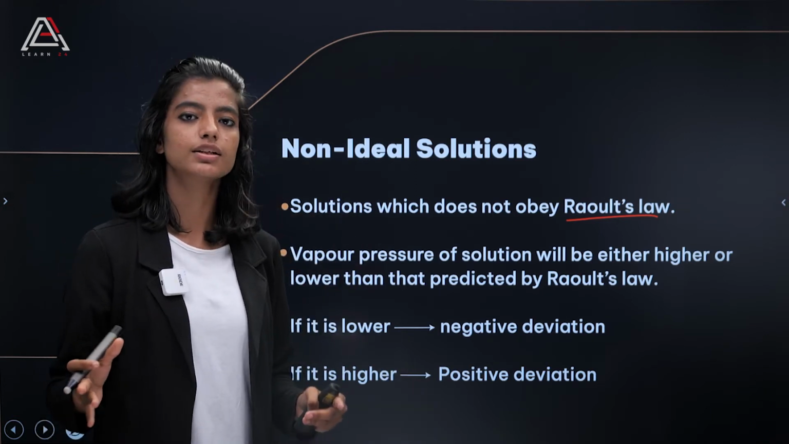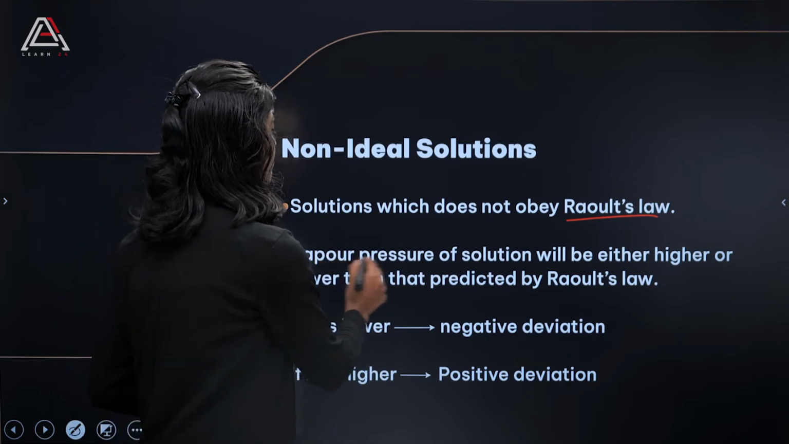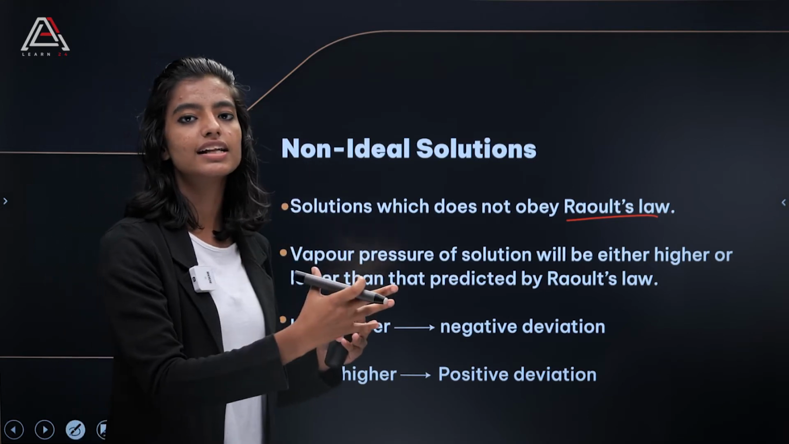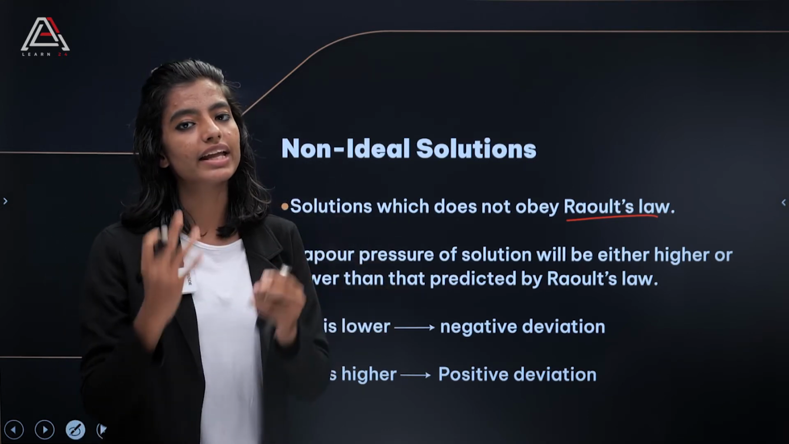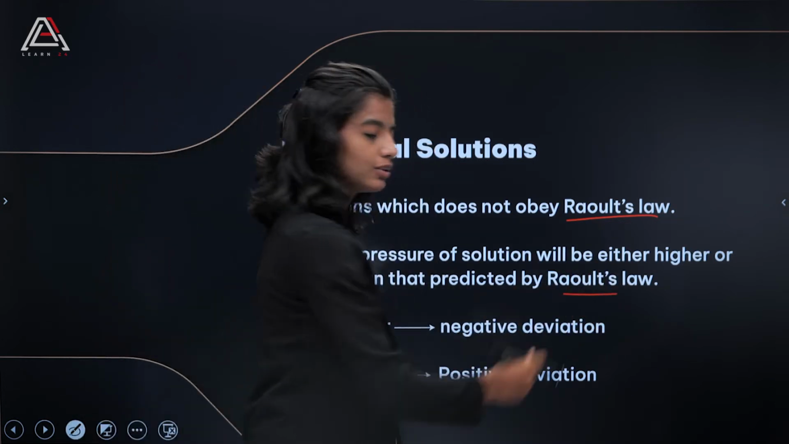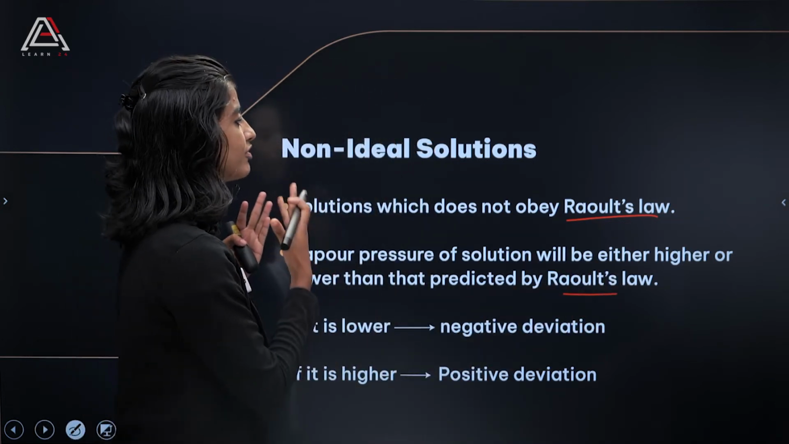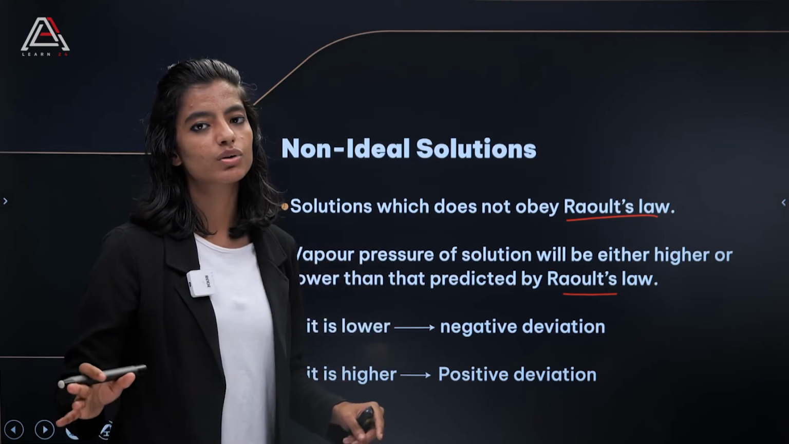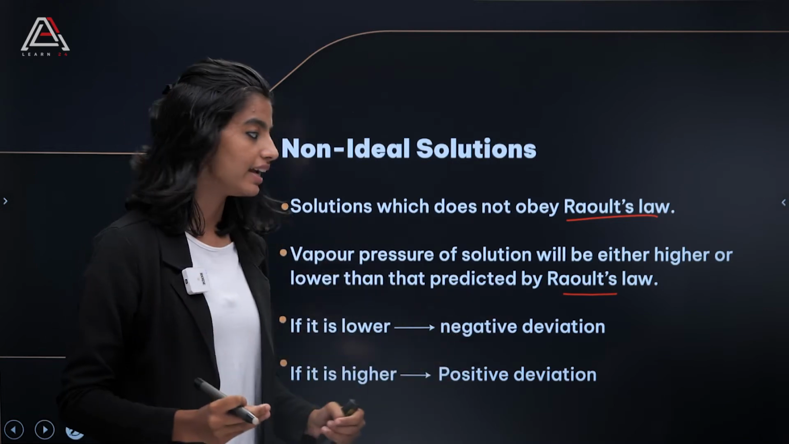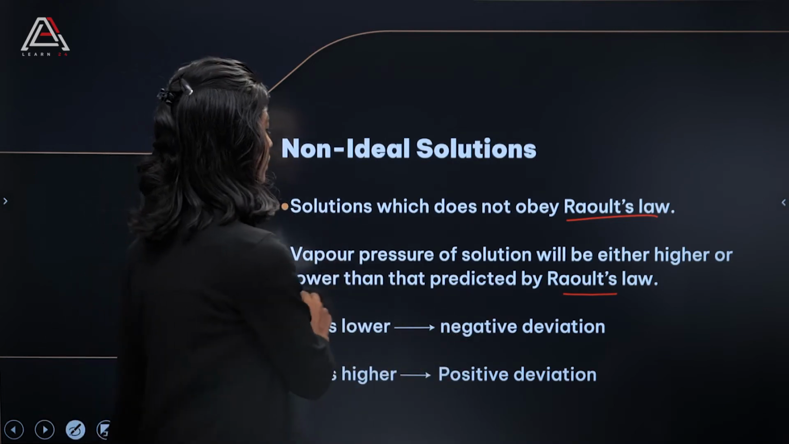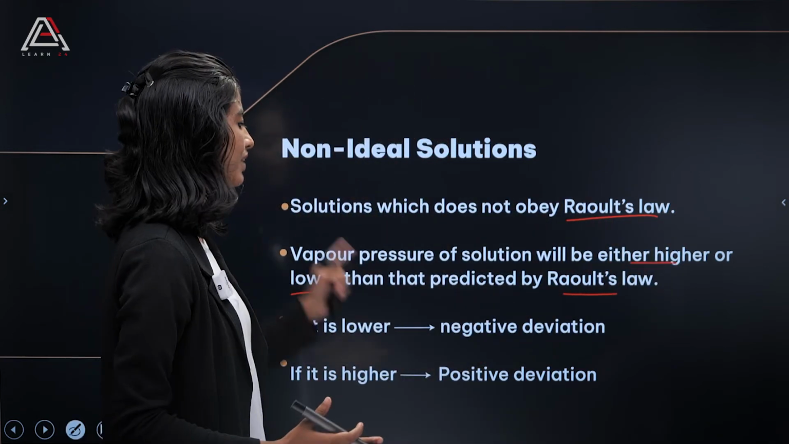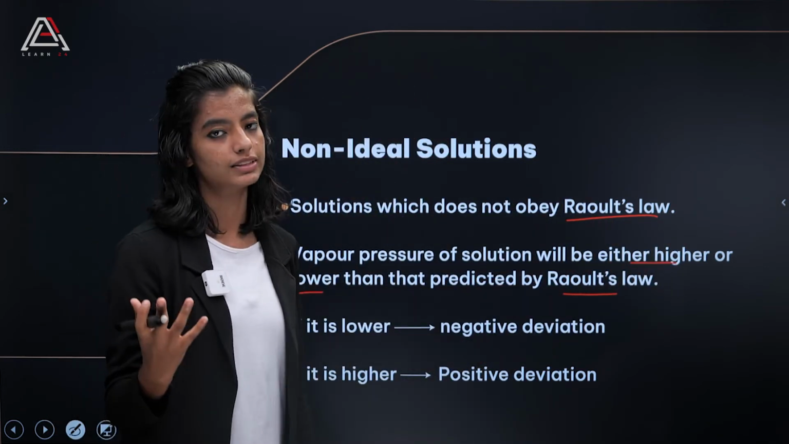Will not be equal to 0. And the vapor pressure of non-ideal solutions will not be equal to the vapor pressure predicted by Raoult's law. Either it will be higher or lower than the vapor pressure that is predicted by Raoult's law.